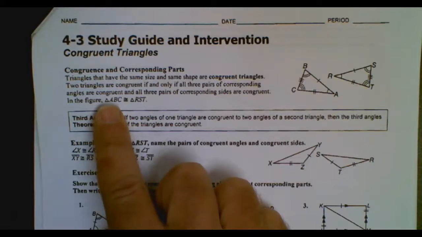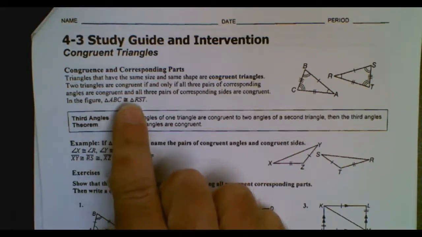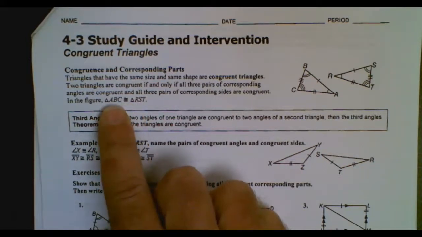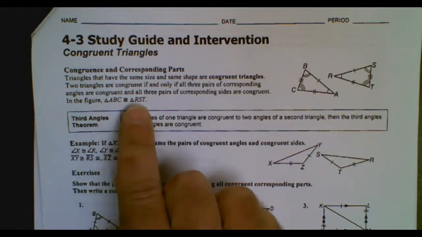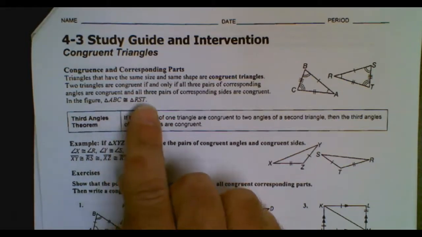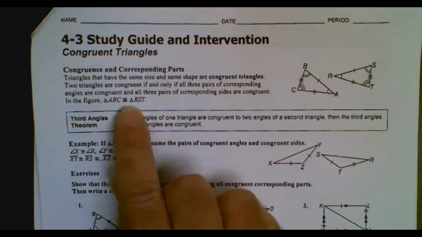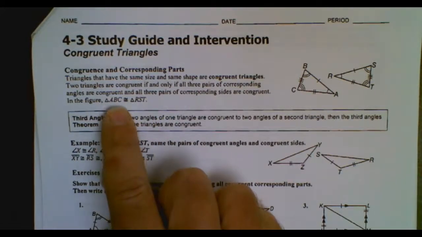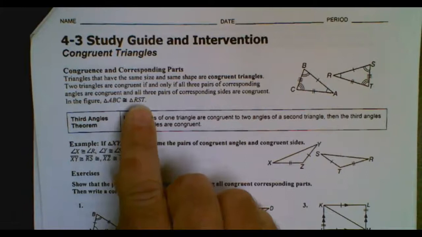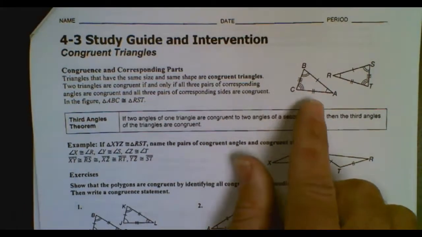What this is telling me is that angle A is congruent to angle R, angle B is congruent to angle S, and angle C is congruent to angle T. So that's the first part: it's telling me that these 3 angles correspond and are congruent to these 3 angles. If you look at these 2 triangles, that's what's going on here.